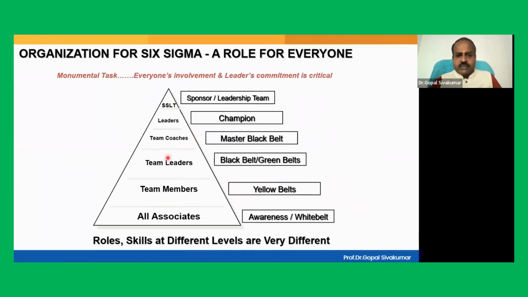This is the kind of infrastructure I was talking about. There are different belt levels: white belt, yellow belt, green belt, black belt, master black belt, champion, and sponsor. White belt means an awareness training, like what we are having today.